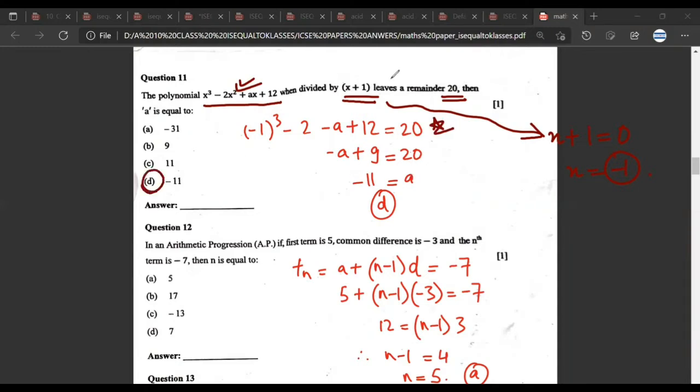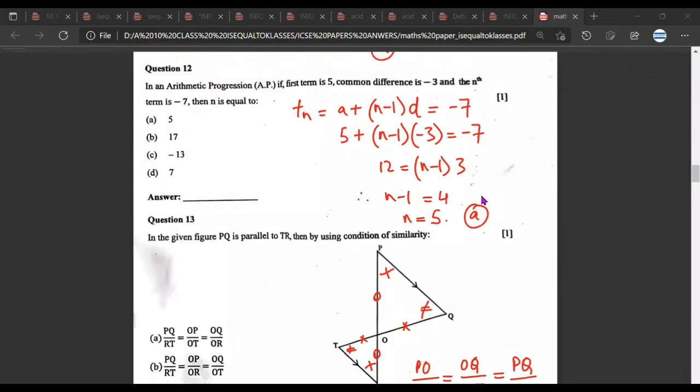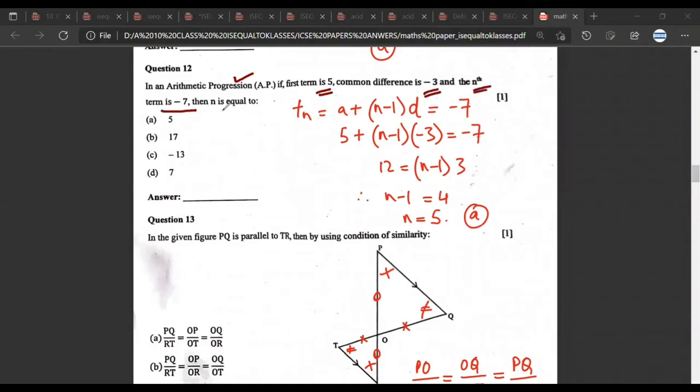Question number 12. I am given a GP. The first term is given, the common difference is given, the nth term is minus 7, and I have to find the value of n. Basically, I am given the nth term. So the nth term formula is a plus n minus 1 into d. Equate that to minus 7. Put the values of a and d and solve for n. The answer would be 7. Sorry, the answer would be 5. So this is the correct answer.